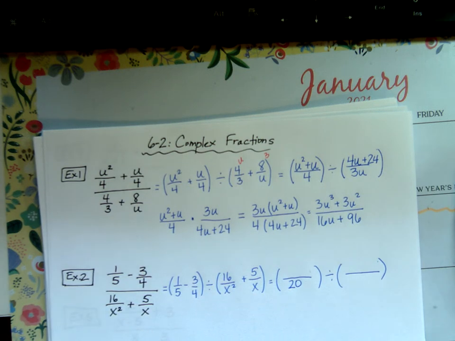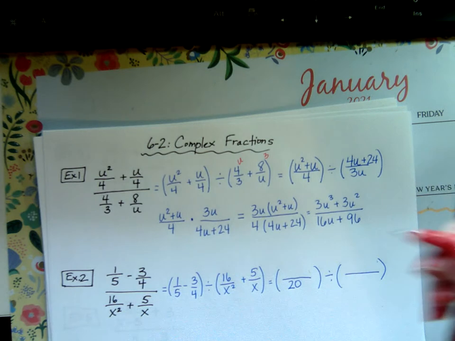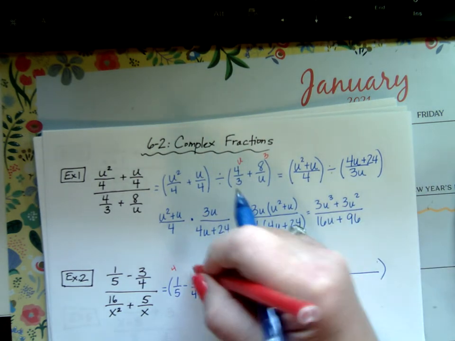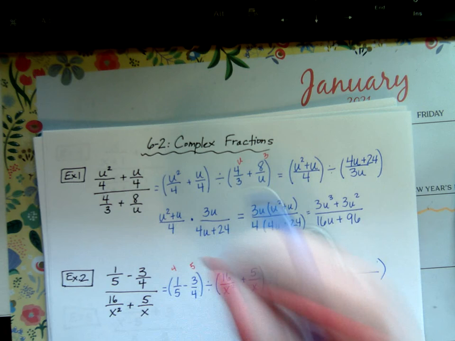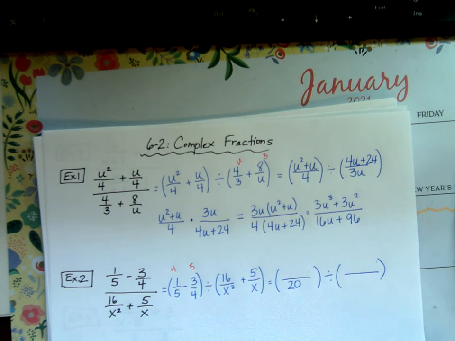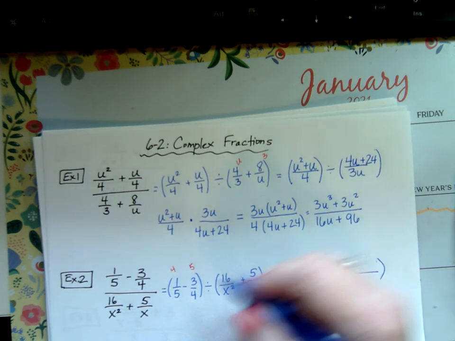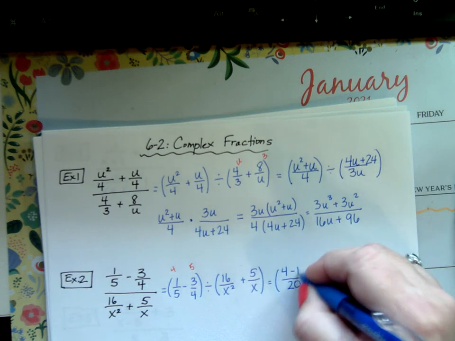But if I want to turn a 5 into a 20, I need to multiply by 4. If I want to change a 4 into 20, I will need to multiply by 5. So 1 times 4 is 4. 3 times 5 is 15.